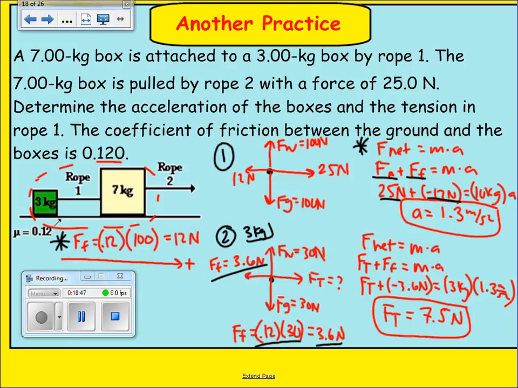So when I go to do my Newton's second law here, I have the net force as a combination of the tension plus the friction. So that's tension, which is what I'm solving for, plus a negative 3.6 because the left direction is negative. That's equal to the mass, which is 3 kilograms, times its acceleration. And I get 7.5 newtons as the tension force. This concludes the video on the introduction to double systems.